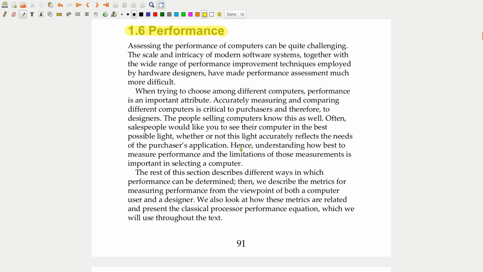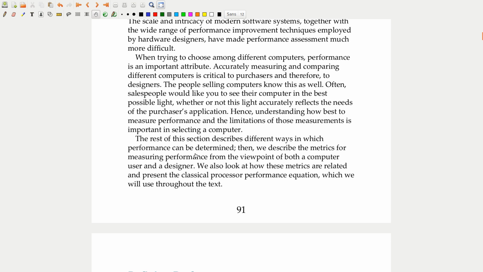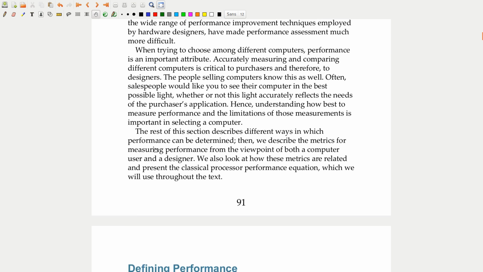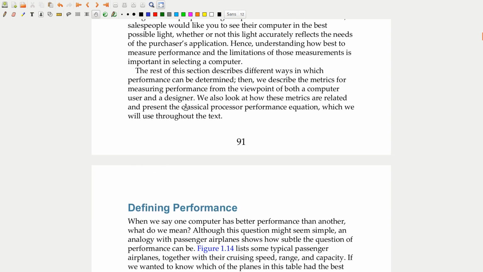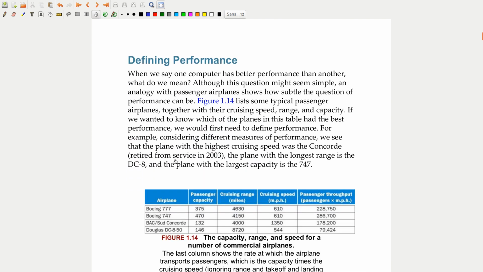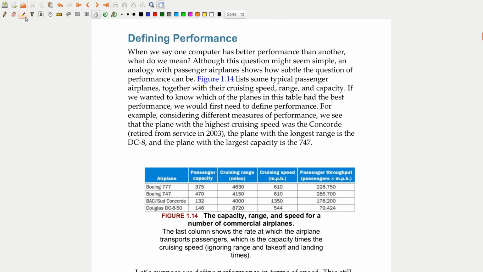So basically this is just saying that we want to know how to measure performance because it's important in order to tuning our architectures and selecting a computer. And so they're going to describe different ways in which the performance can be determined. Okay. So what do we have here? We have defining performance. Before we measure performance, we have to define what we mean by performance.